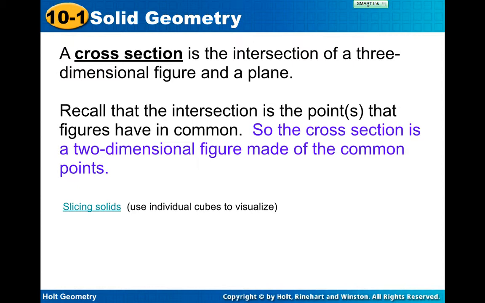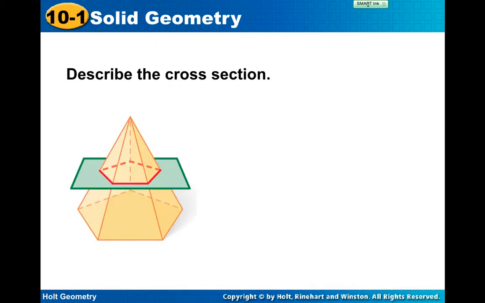Okay, cross sections. A cross section is the intersection of a 3-dimensional figure and a plane. Recall that the intersection is the points that the figures have in common. So a cross section is a 2-dimensional figure made of common points. So what we've got here is a pentagonal pyramid. We have a plane that's intersecting it horizontal to the base. The cross section is this shape right here that is formed by the plane and the 3-dimensional shape. What shape is it? It's a pentagon.